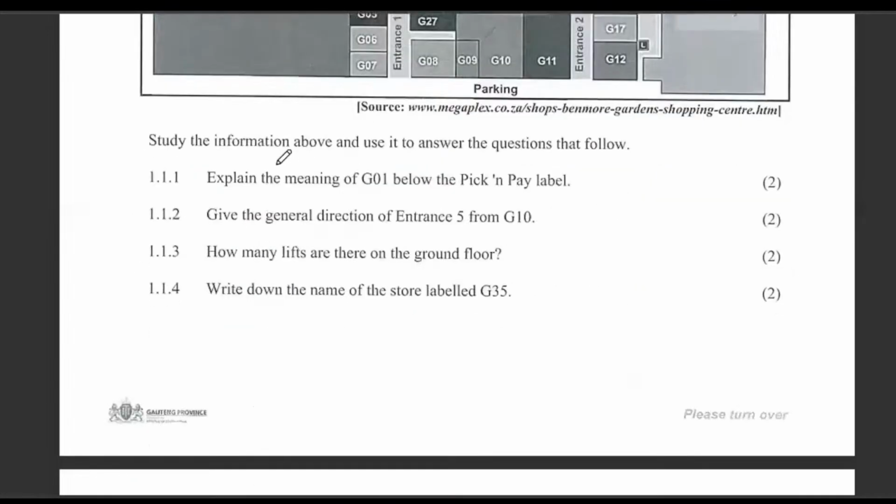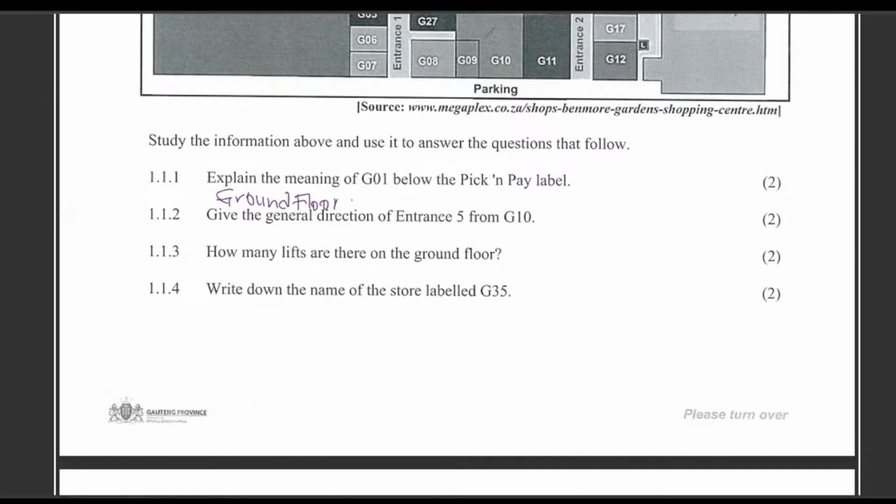So they're asking us, explain the meaning of G01, the Pick n Pay label. So this could be, the G could be standing for ground floor, room number 1. Ground floor, room number 1.